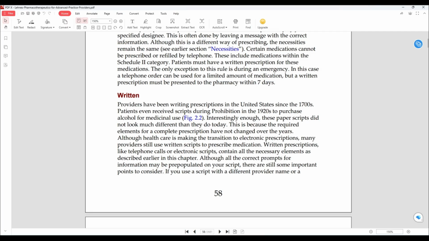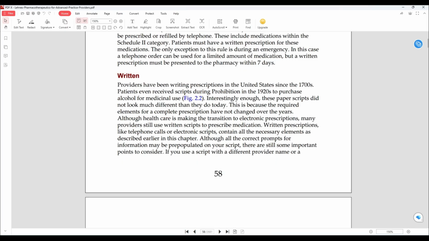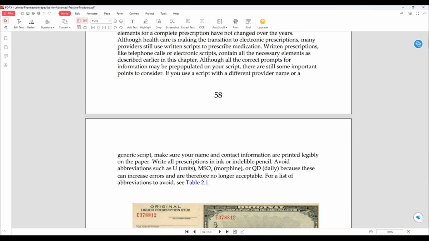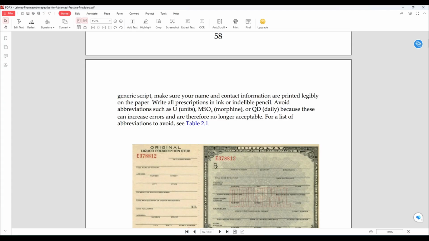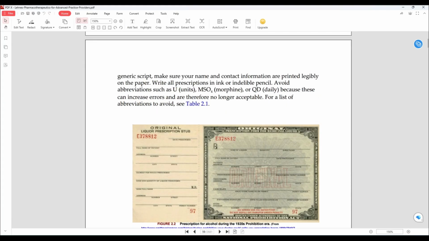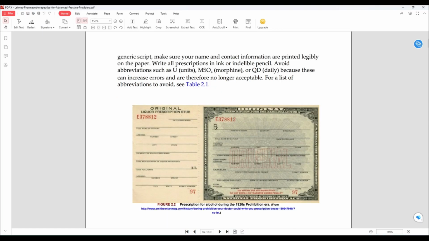If you use a script with a different provider name or a generic script, make sure your name and contact information are printed legibly on the paper. Write all prescriptions in ink or indelible pencil. Avoid abbreviations such as U for units, MSO4 for morphine, or QD for daily, because these can increase errors and are therefore no longer acceptable. For a list of all the abbreviations to avoid, look at Table 2.1.